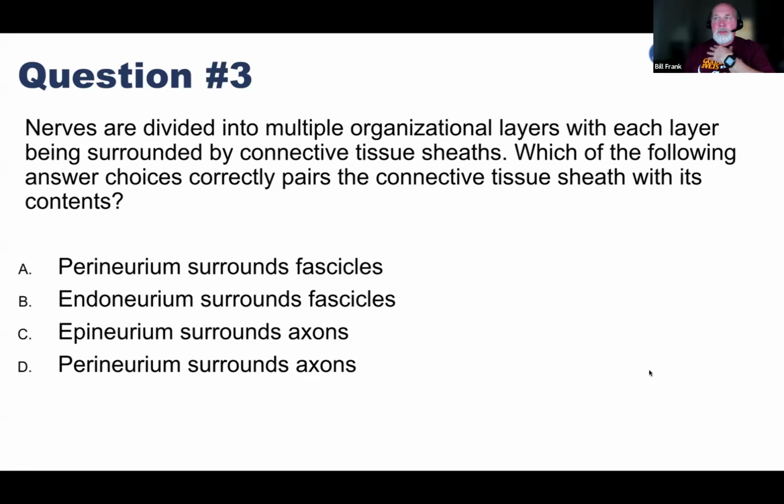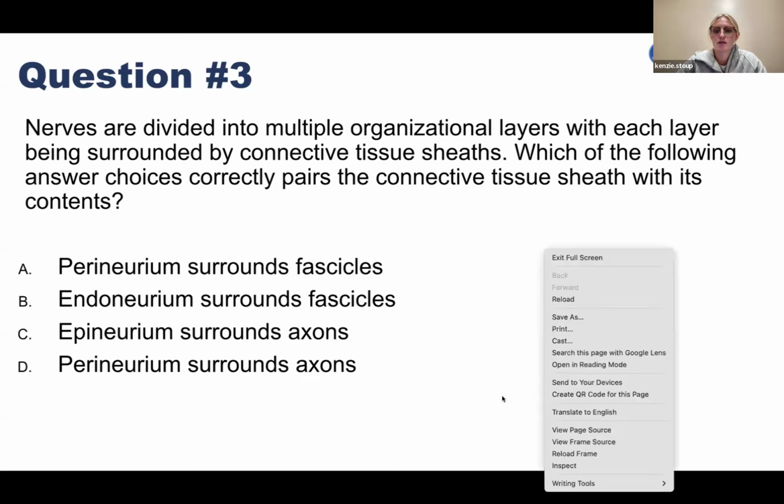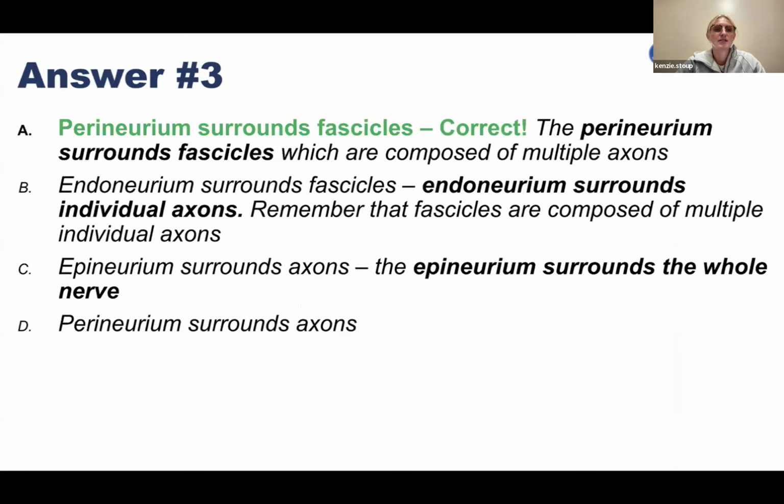We'll end the poll in 3, 2, 1. All right, so a little bit between choice 1 and 2, so we can go ahead and talk about that. Let's see. All right, so the perineurium, choice A, surrounds fascicles, so that is correct.